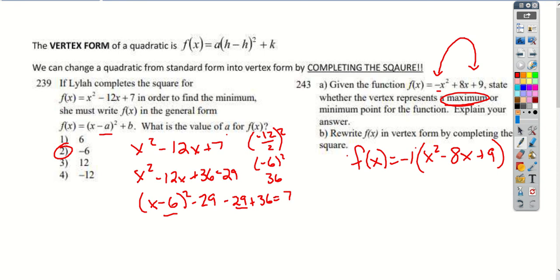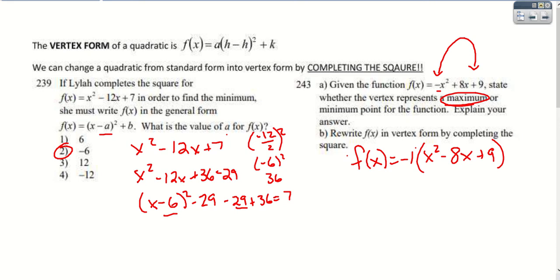Okay, then we're going to go ahead and do the thing we normally do. So we're going to do the b over 2 squared. Negative 8 over 2 squared is essentially negative 4 squared, which is 16. So we want to turn this into negative 1 x squared minus 8x, plus 16. And we want to make this 9, so we're going to do minus 7.